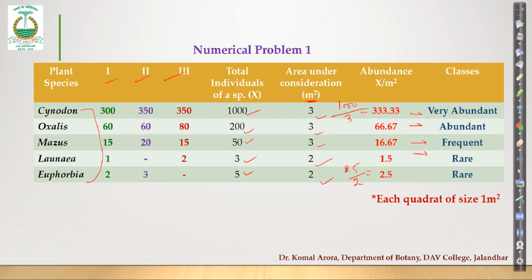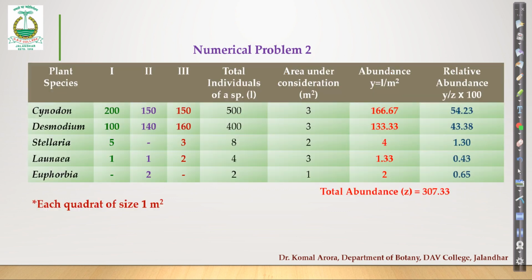Like if we have more than 100, it is very abundant. If the value is from 30 to 99, it is abundant. Then if you have the value from 15 to 29, it will be the next class, frequent. And if the value is 1 to 4, we call it rare. Okay, so this is how you can assign different classes on the basis of abundance.